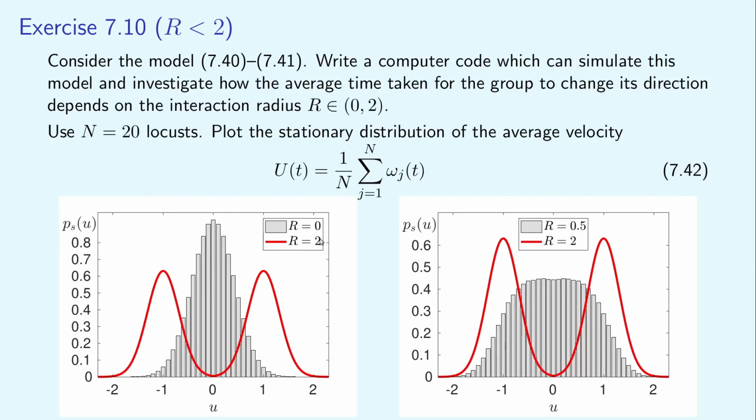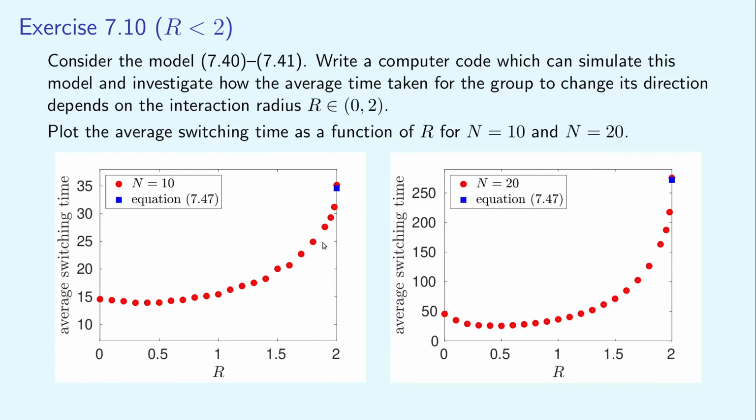If r is equal to 0, then you obtain another analytically tractable case, so there is another opportunity to obtain some analytical results to benchmark your computer code. In exercise 710, you are also asked to study the average switching time as a function of r for n is equal 10 and n is equal 20. And again, your computer code should be matching analytical results for r is equal to or r is equal 0.